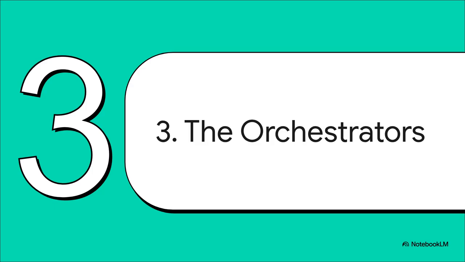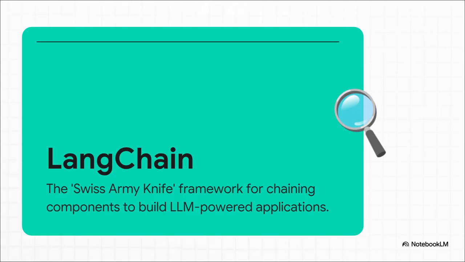First up, we've got the orchestrators. And we're going to start with probably the biggest name in the game right now. LangChain. Yeah, this is usually the first one everybody runs into, and for good reason. The best way to think about it, it's the Swiss Army knife of the Gen AI world. Its main job, its whole reason for being, is to help you chain together all those different steps we talked about. The data ingestion, the retrieval, the LLM call, into one single cohesive workflow.